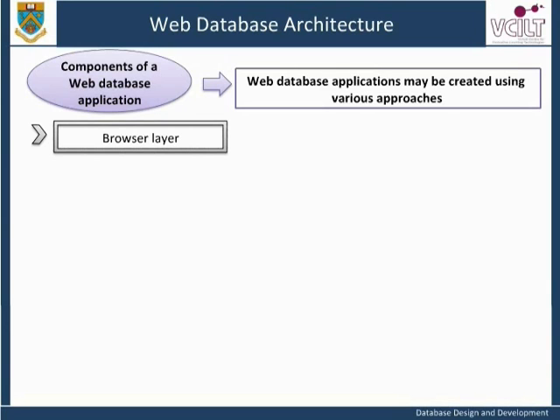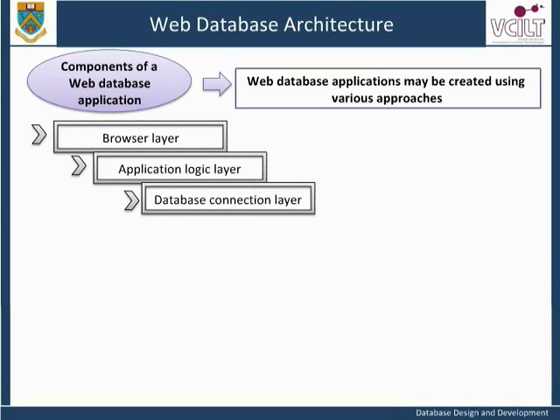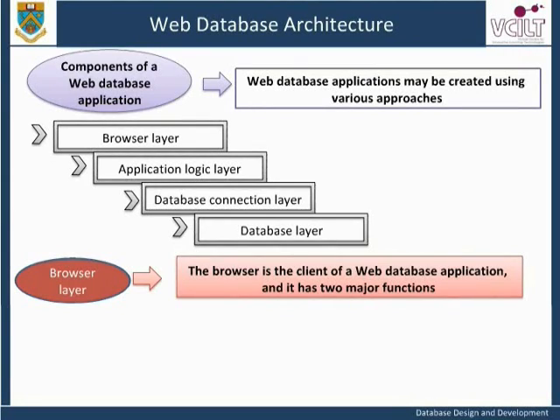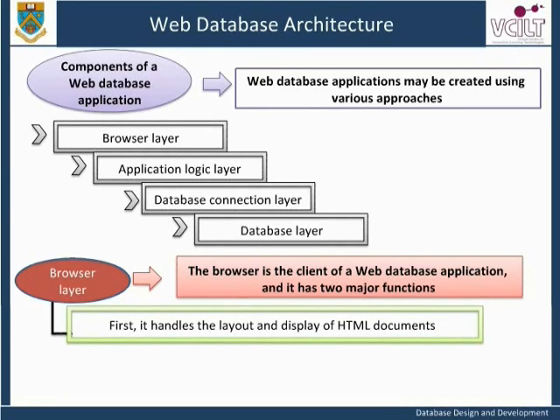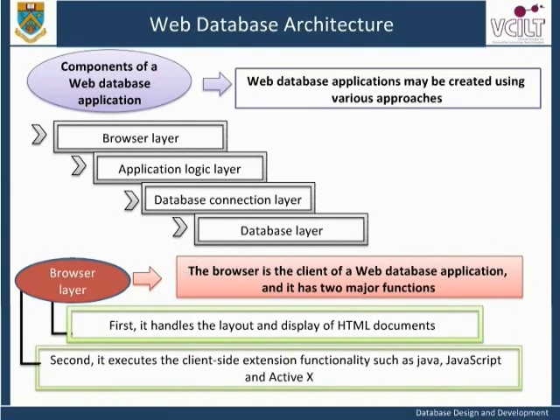Browser layer, application logic layer, database connection layer, database layer. Browser layer. The browser is the client of a web database application, and it has 2 major functions. First, it handles the layout and display of HTML documents. Second, it executes the client-side extension functionality such as Java, JavaScript, and ActiveX, a method to extend a browser's capabilities.